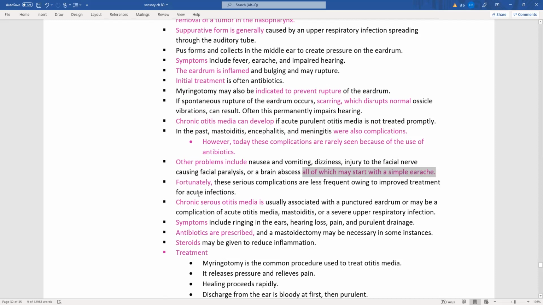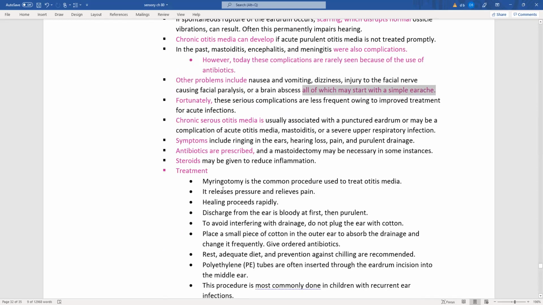Chronic otitis media. So pause or stop, look at that, read it over, and come up with ways to try to remember it. Symptoms include ringing in the ear, hearing loss, pain, purulent drainage. Antibiotics are going to be prescribed, and mastoidectomy may be necessary in some instances. Steroids may be given to reduce the inflammation, of course.